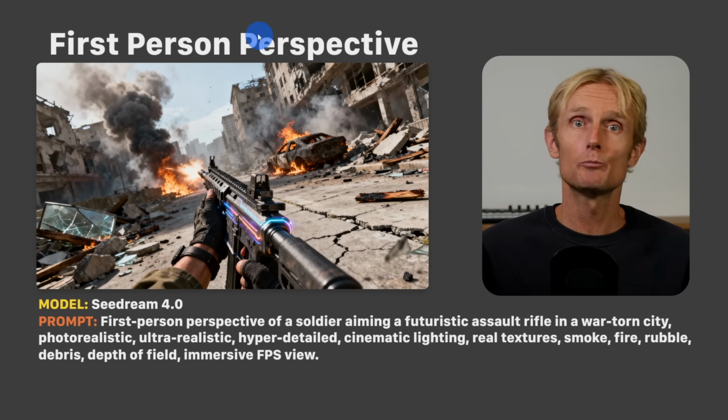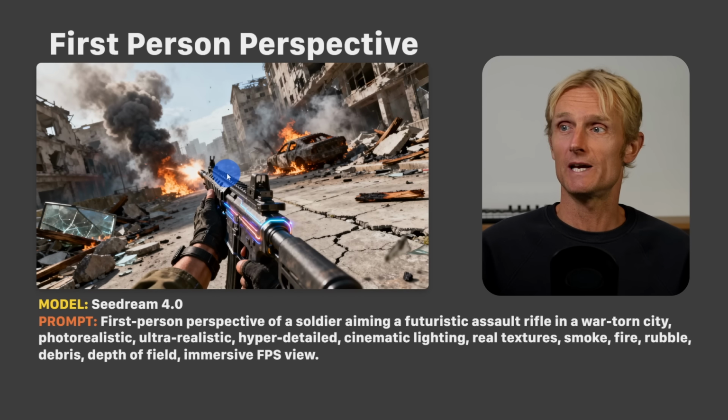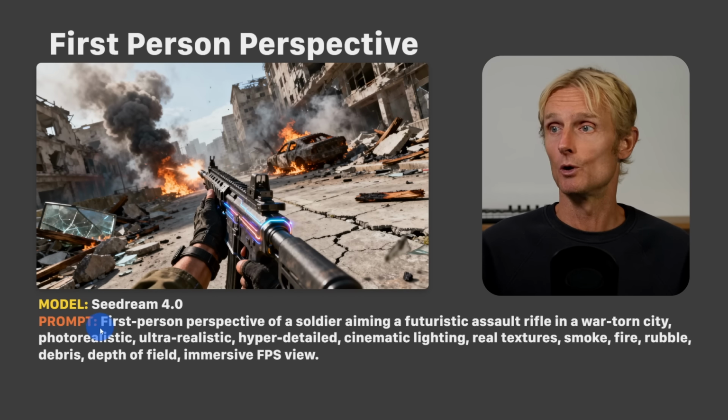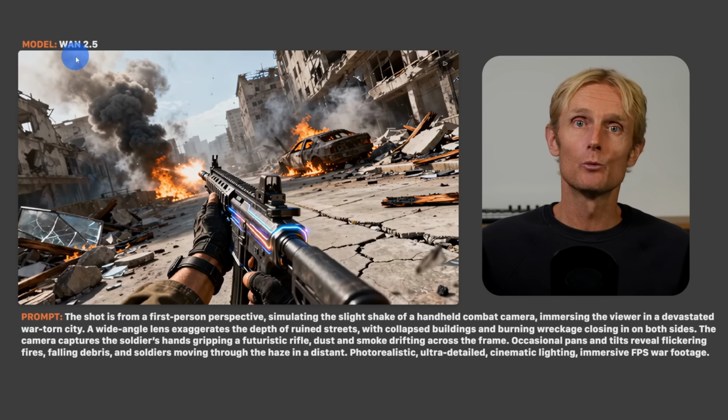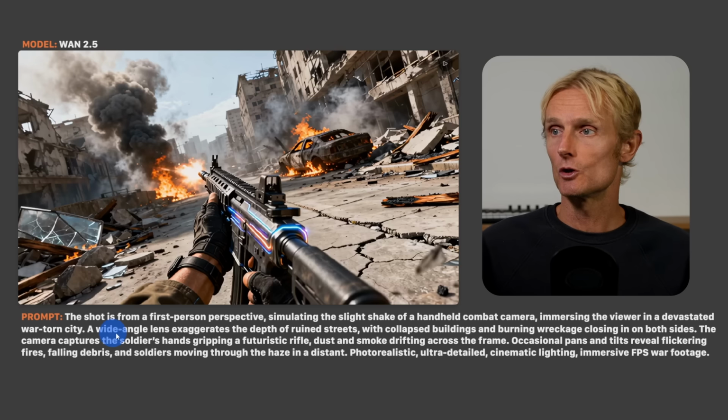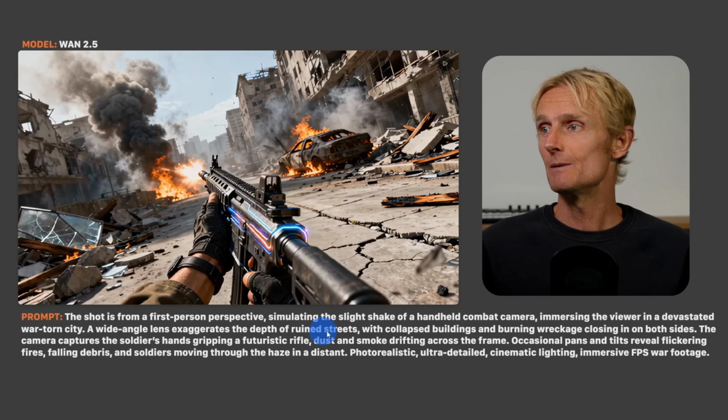Let's move on to the first person perspective, and I used this image for that, which I created with Seedream 4.0 with the prompt first person perspective of a soldier aiming a futuristic assault rifle in a war-torn city. And then for the image to video prompt with WAN 2.5 I used the shot is from a first person perspective, simulating the slight shake of a handheld combat camera. And that gives us this result.